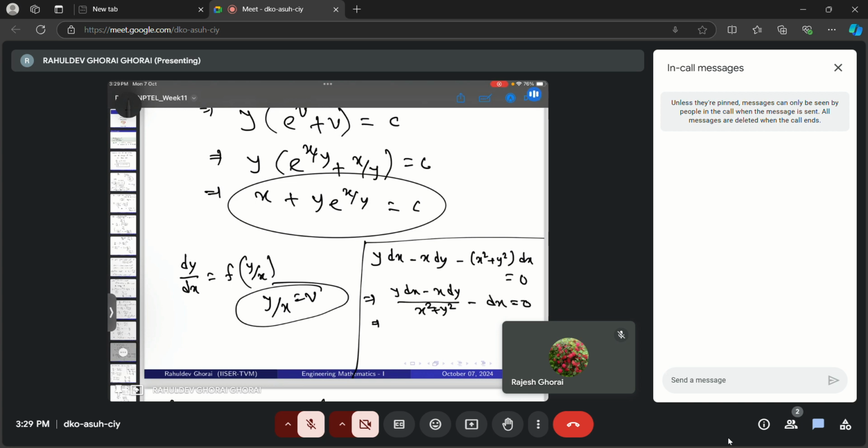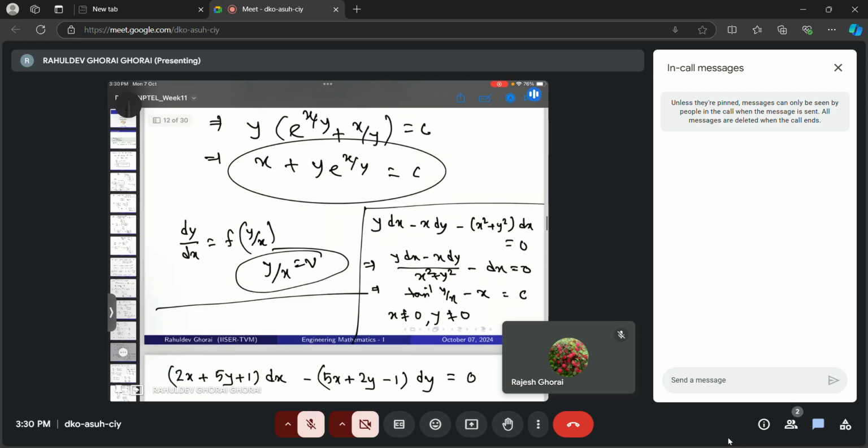And from there what you get is d of tan inverse y over x minus dx, so tan inverse y over x minus x equal to c, a constant. This is a solution. Now you have assumed that x is not equal to 0 and y is not equal to 0. So only if x is not equal to 0 and y is not equal to 0 will this follow.